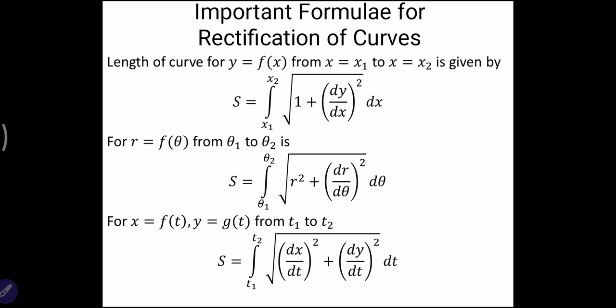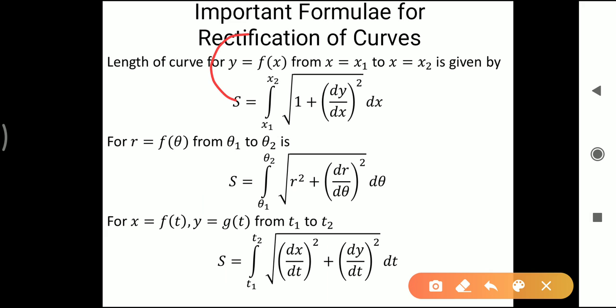The very first formula is for the Cartesian curve. To find the length of the curve y equal to f(x) from x1 to x2, that means the lower limit and the upper limit for your integration, the length of the curve, denoted by s, is s equal to integration from x1 to x2 of under root 1 plus (dy by dx) whole square dx. This is a very important formula.